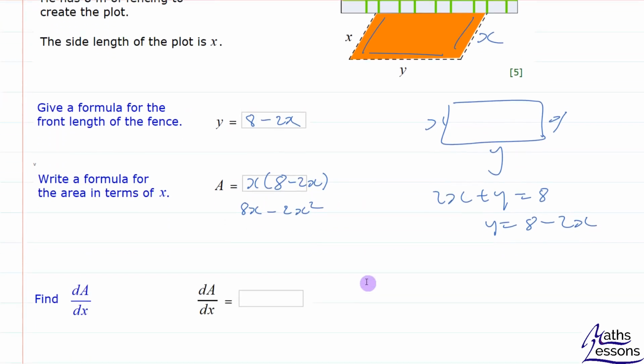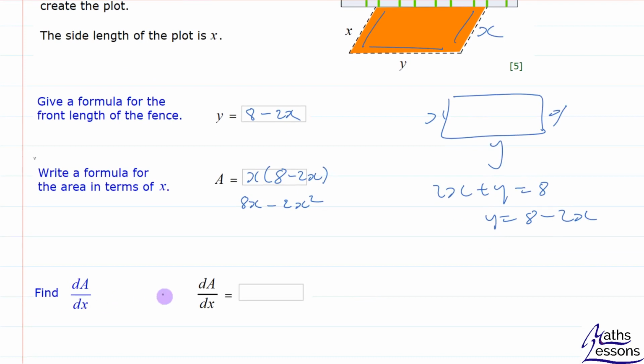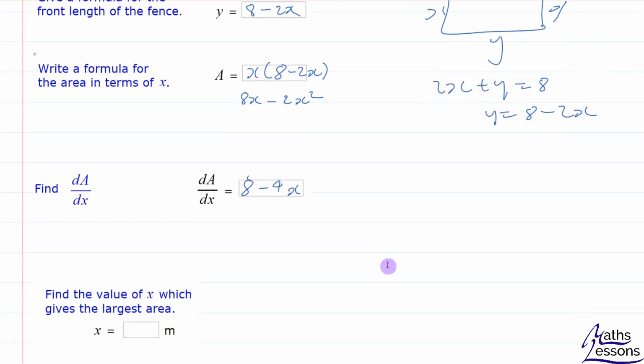Let's carry on down through the problem. It says find dA by dx. We'll differentiate that. 8x will go to 8, and minus 2 times 2 is 4. Take 1 off the power, so x to the 1 is just x. So the derivative dA by dx is 8 minus 4x.